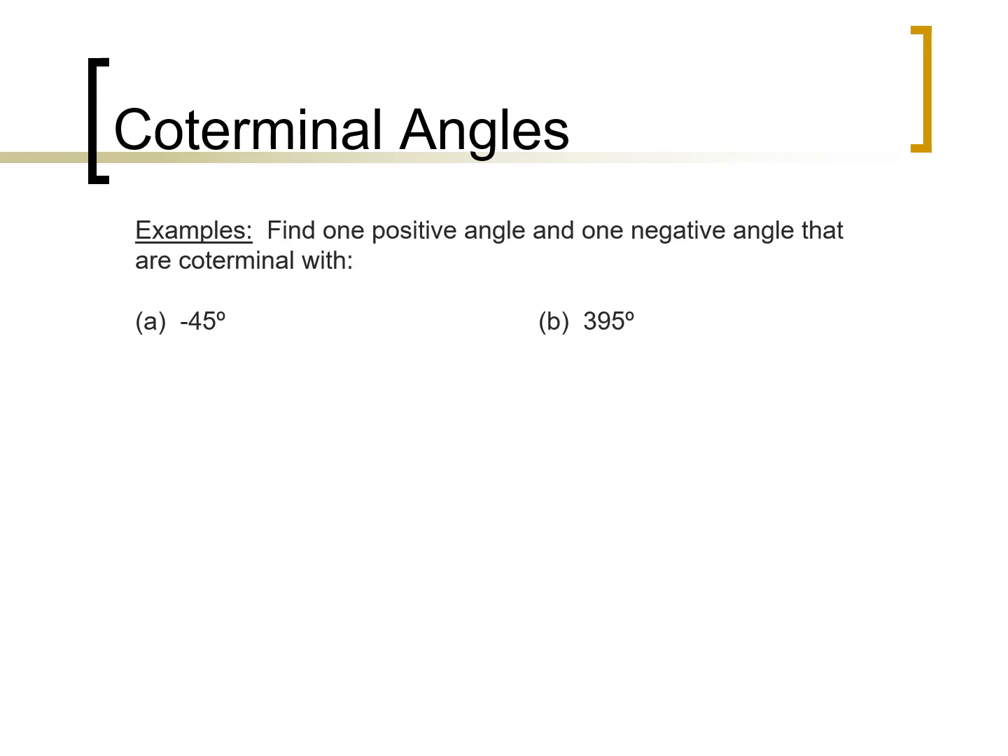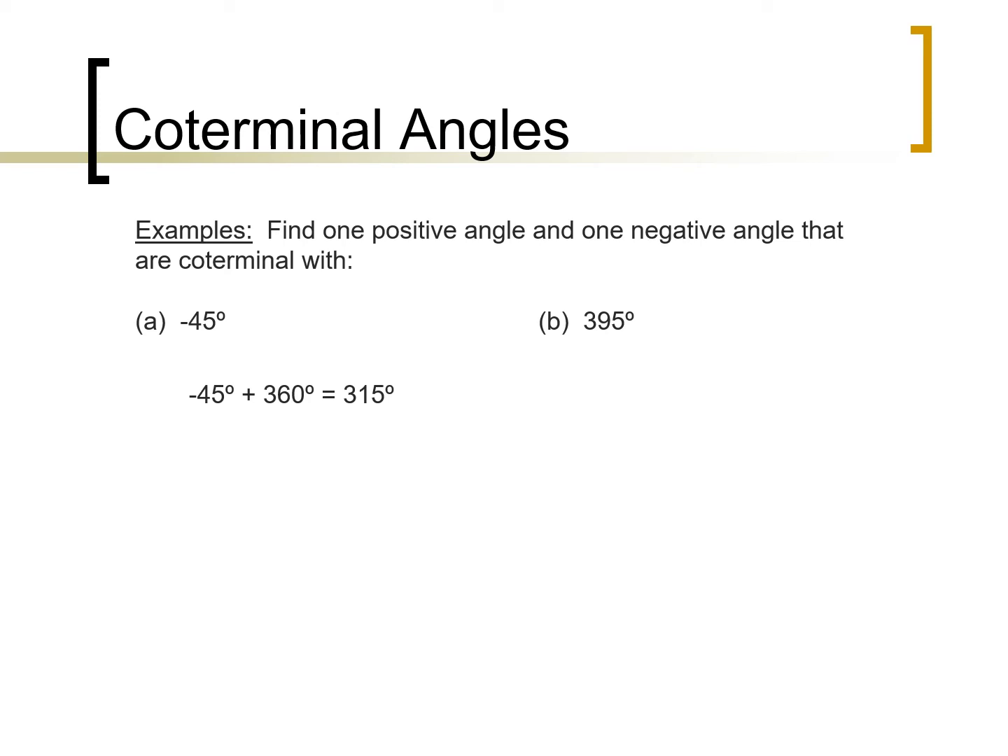So on the top of page 8, I want to find a positive angle and a negative angle coterminal with those two things. Well, in letter A, I'm going to take negative 45 degrees. I'm going to add 360 degrees to it. And when I do that, I'm going to get 315 degrees. If you drew out negative 45 degrees and 315 degrees, again, you would get there in a different way, but they would both have the same terminal side.